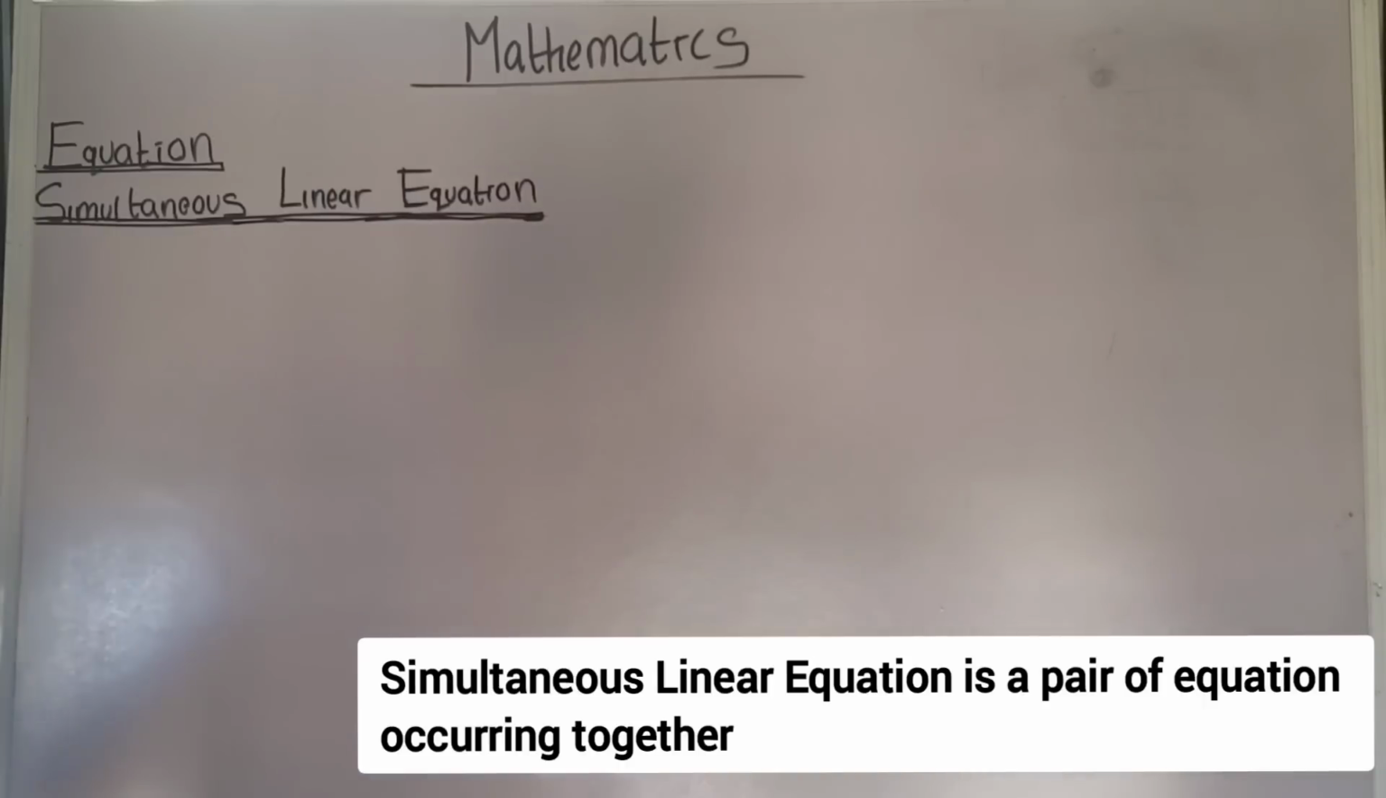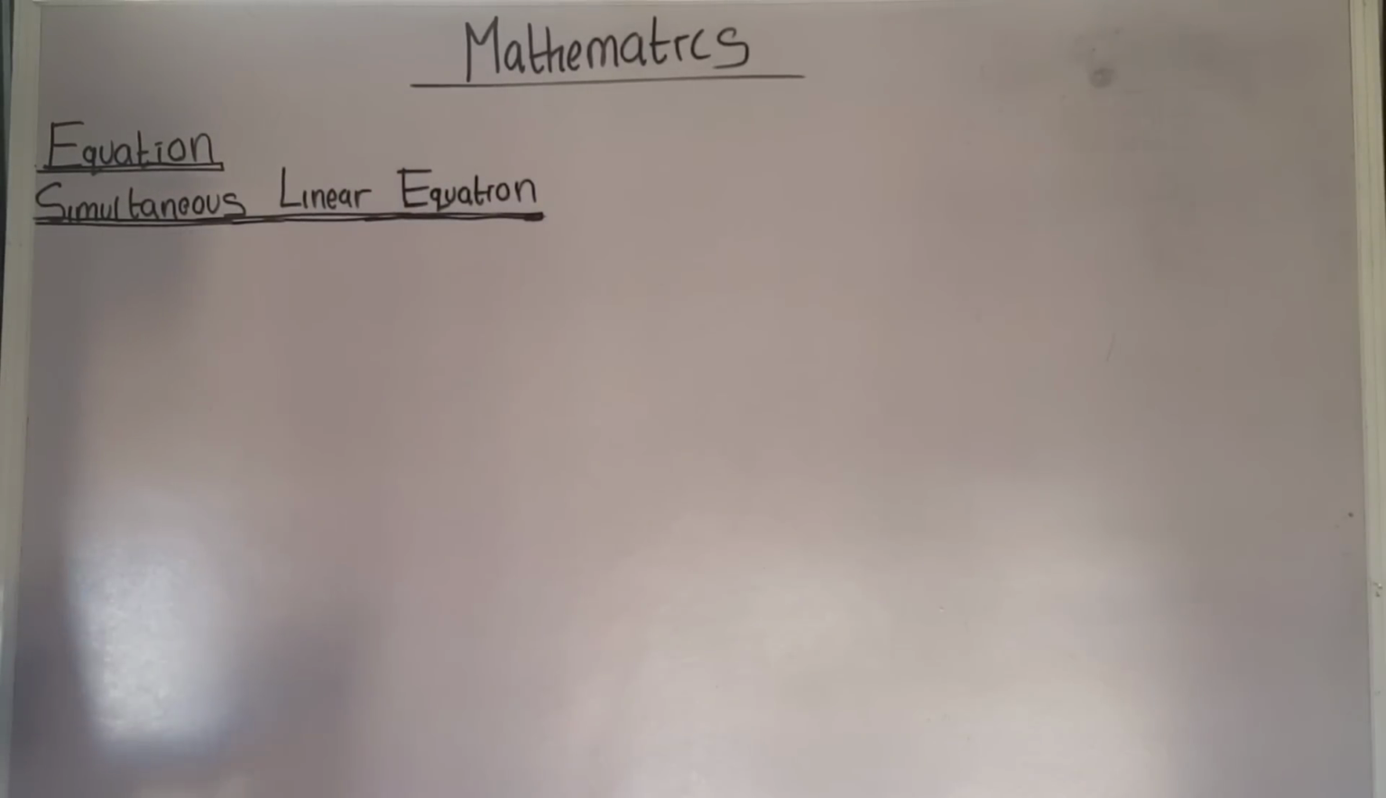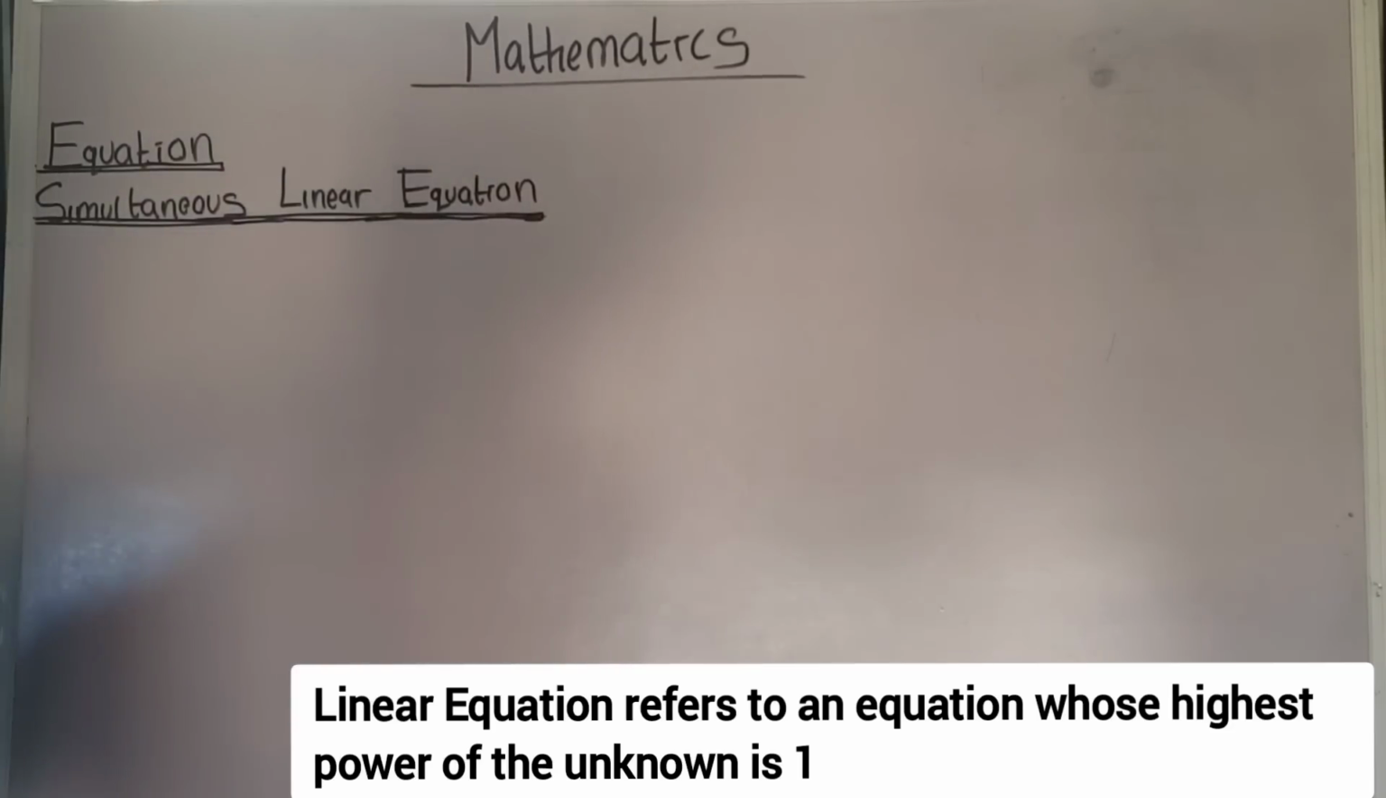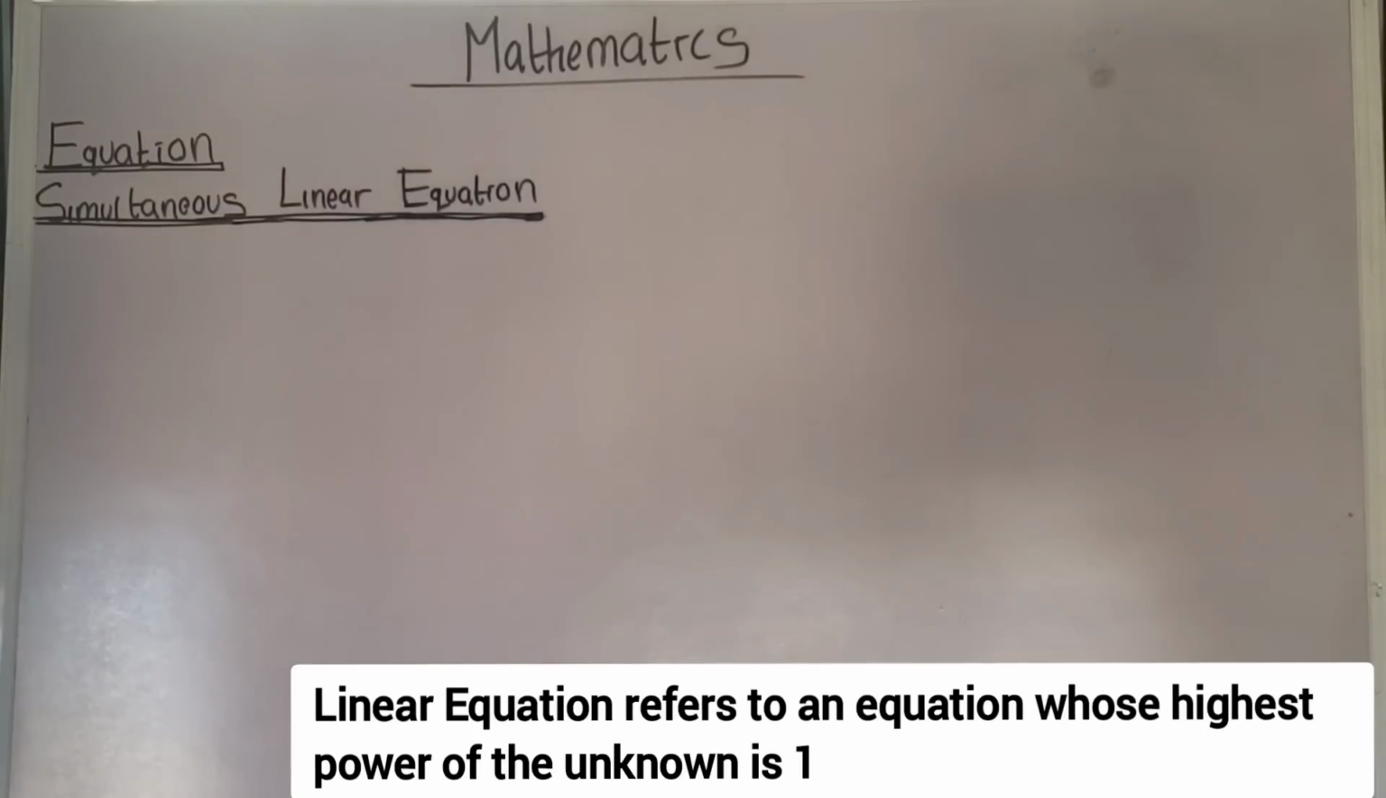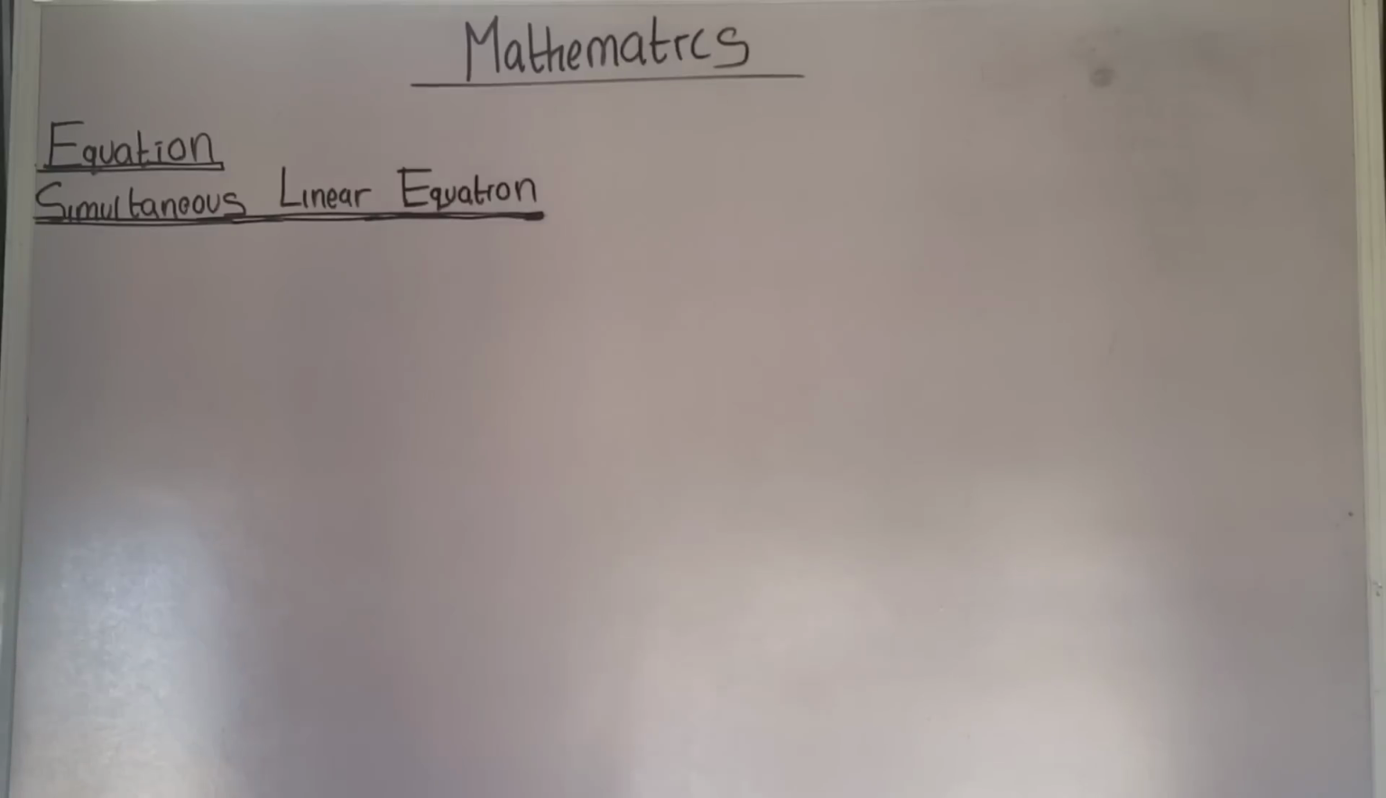Okay, now in our previous class we learned about linear equations. A linear equation is an equation where the highest power of the unknown is 1. So when we are talking about simultaneous linear equations, we have two equations with two unknowns where the highest power of the unknown is what? 1. Simultaneous linear equations can be solved using the elimination method or the substitution method.